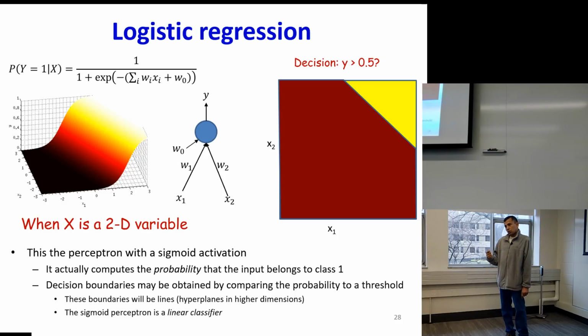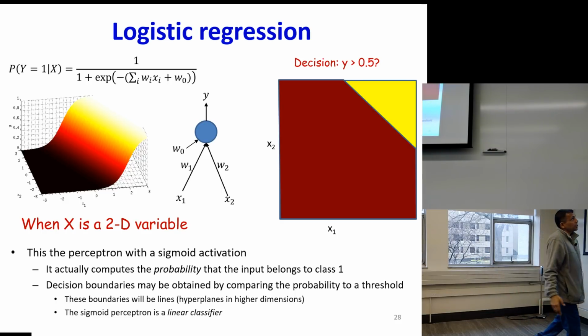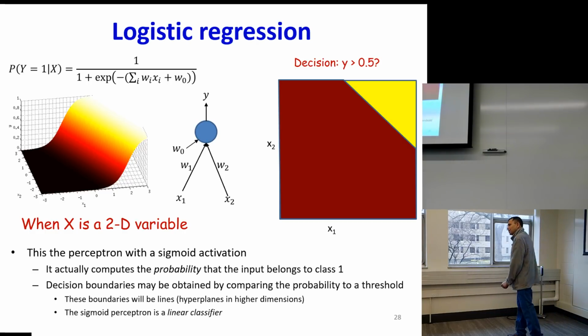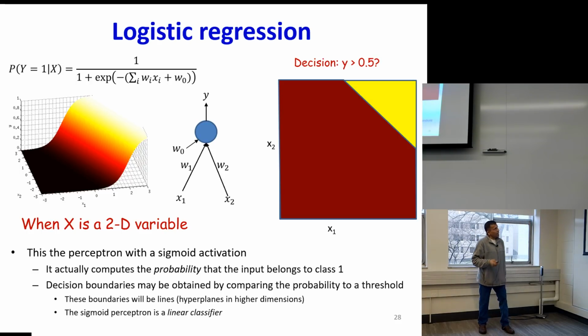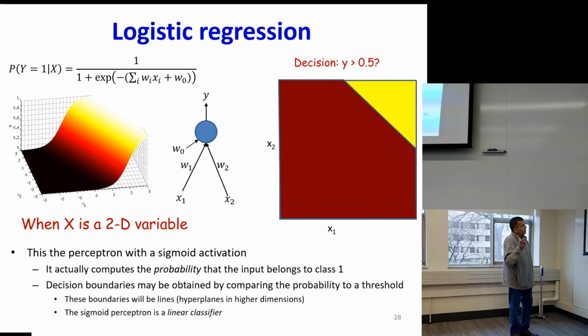Regardless of what threshold I choose, the resultant decision boundary is going to be a line, because when I choose any threshold, you're basically saying summation wi xi plus w0 equals some value. That's going to give you the equation of the line or the hyperplane, which separates one side from the other. So this is really a linear classifier, which gives you a linear decision boundary between the classes. And the entire function itself gives you a softer version of this decision, which is a probability, right?